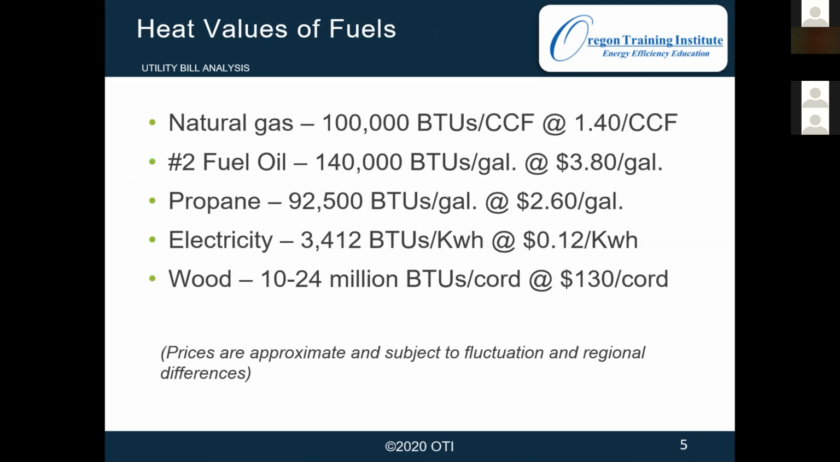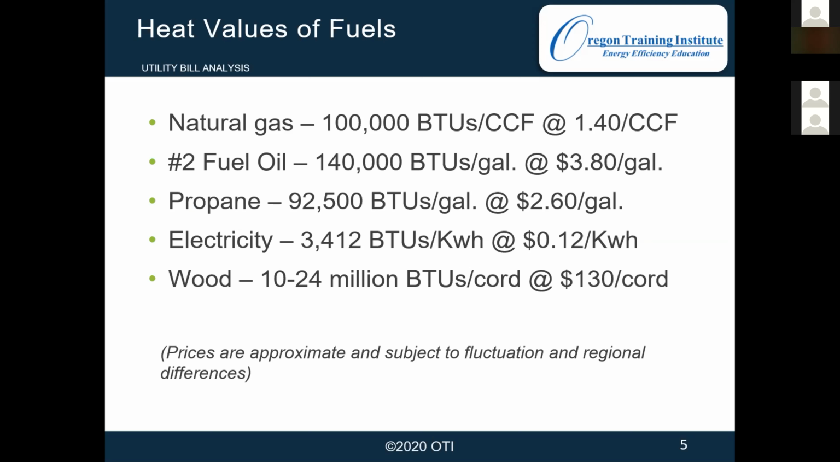Now, when we're looking at utility bills, or we're just calculating how much energy they use, not all units of fuel are going to be in the same unit of measurement. We've got natural gas. In our part of the country, in Oregon, that's mainly by the therm. So usage is by the therm, and a therm is 100,000 BTUs.